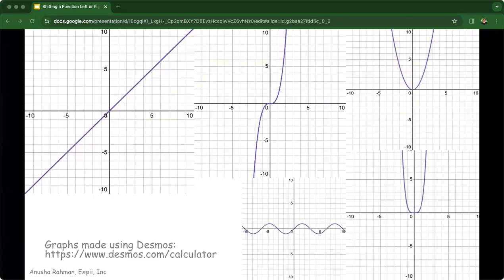Here are some common parent functions. You will see a linear function, a quadratic function, a cubic function, a quartic function, and a quintic function. You will also notice the sine function. In this lesson, we will learn about the horizontal transformation, which will shift these functions left and right.